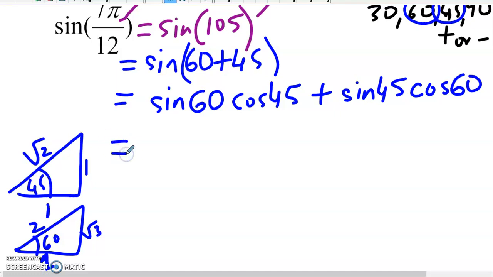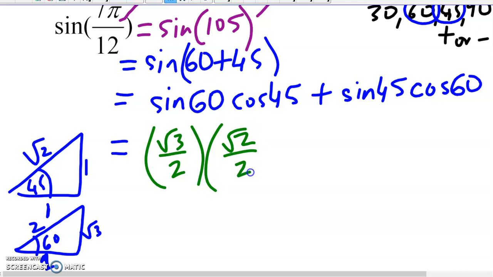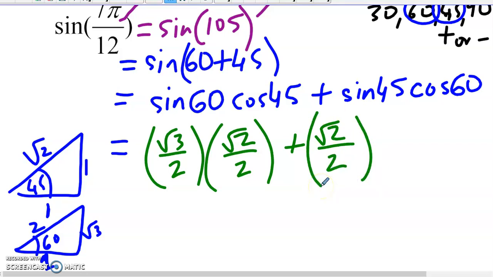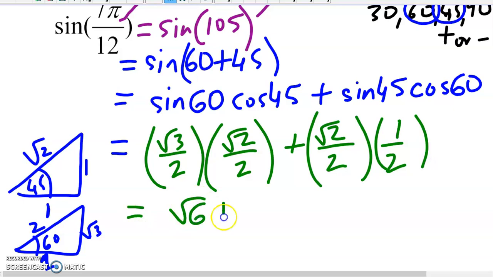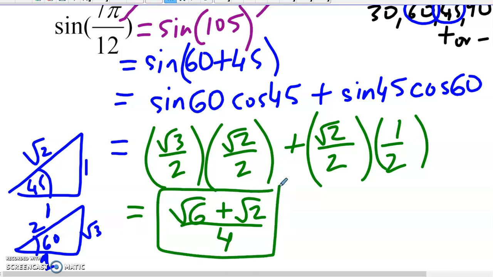So the sine of 60 is square root of 3 over 2. Cosine of 45 is 1 over square root of 2, or I can write square root of 2 over 2. Sine of 45 is 1 over square root of 2, or I can write square root of 2 over 2. And cosine of 60 is 1/2. Okay, so multiplying all this out, this is square root of 6 plus square root of 2 all over 4. That's it. That's my answer for that one.